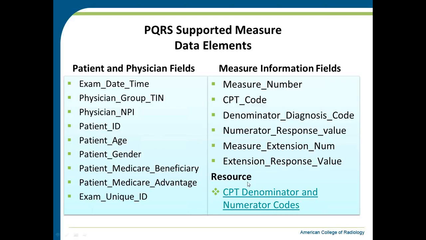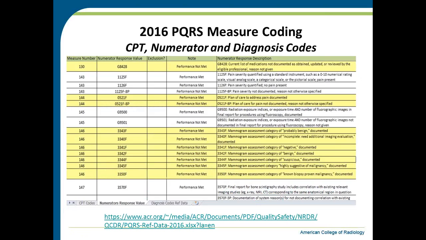And we do have a helpful resource, which is an Excel spreadsheet that will give you all of the current codes for the 2016 reporting year. This is sort of your cheat sheet. I think most people on this call should have seen this resource by now, and probably have been using it to upload your PQRS data files to our portal, but if you have not, this is an example of how the files should be formatted and what the appropriate codes are for performance met and not met. We give you the CPT codes, numerator codes, and any diagnosis codes.